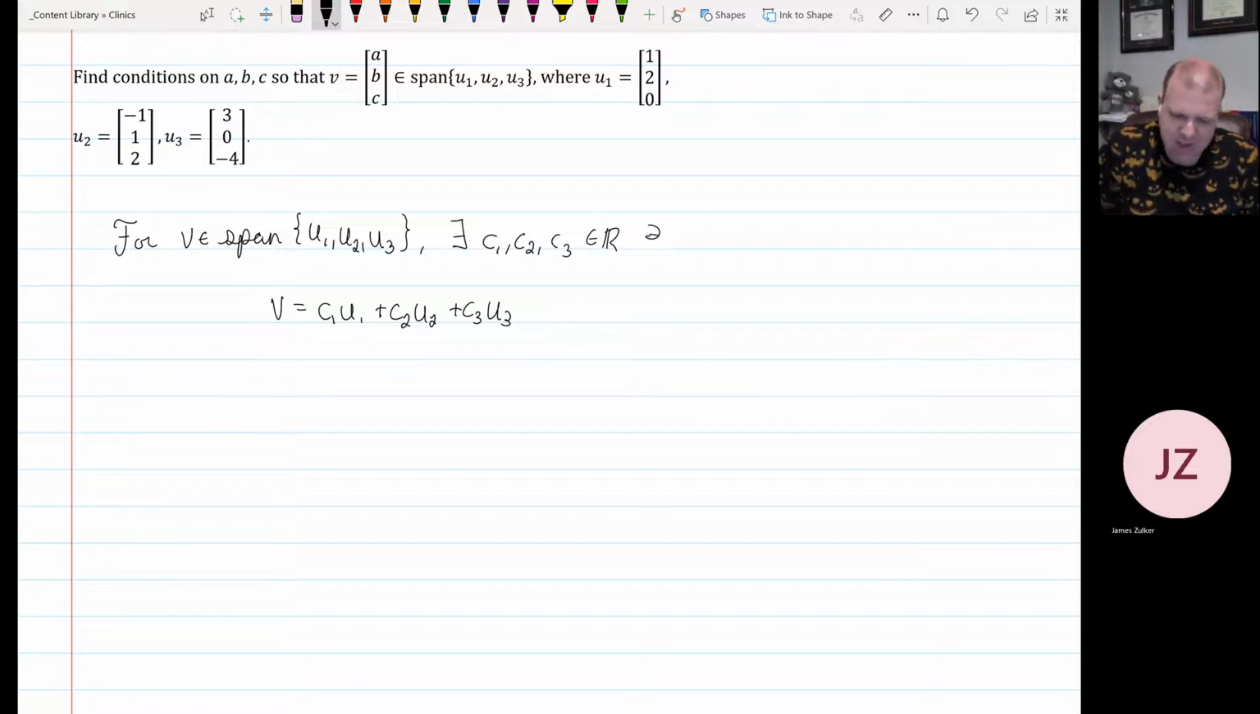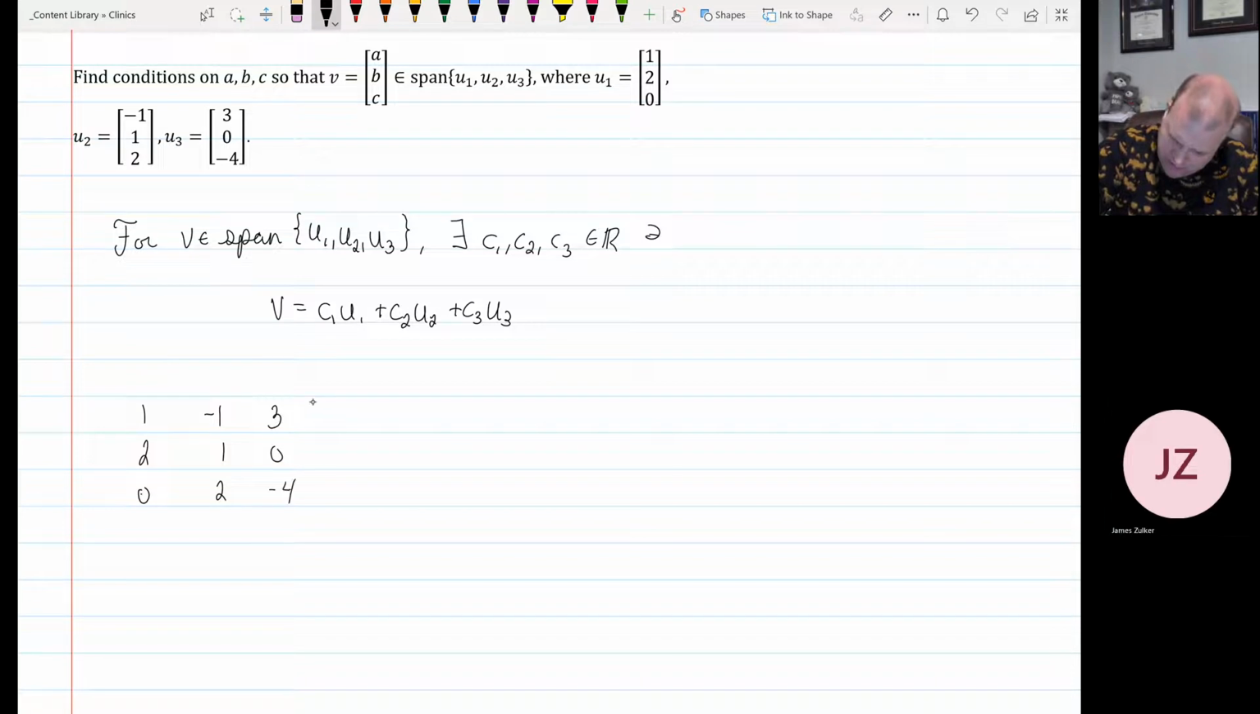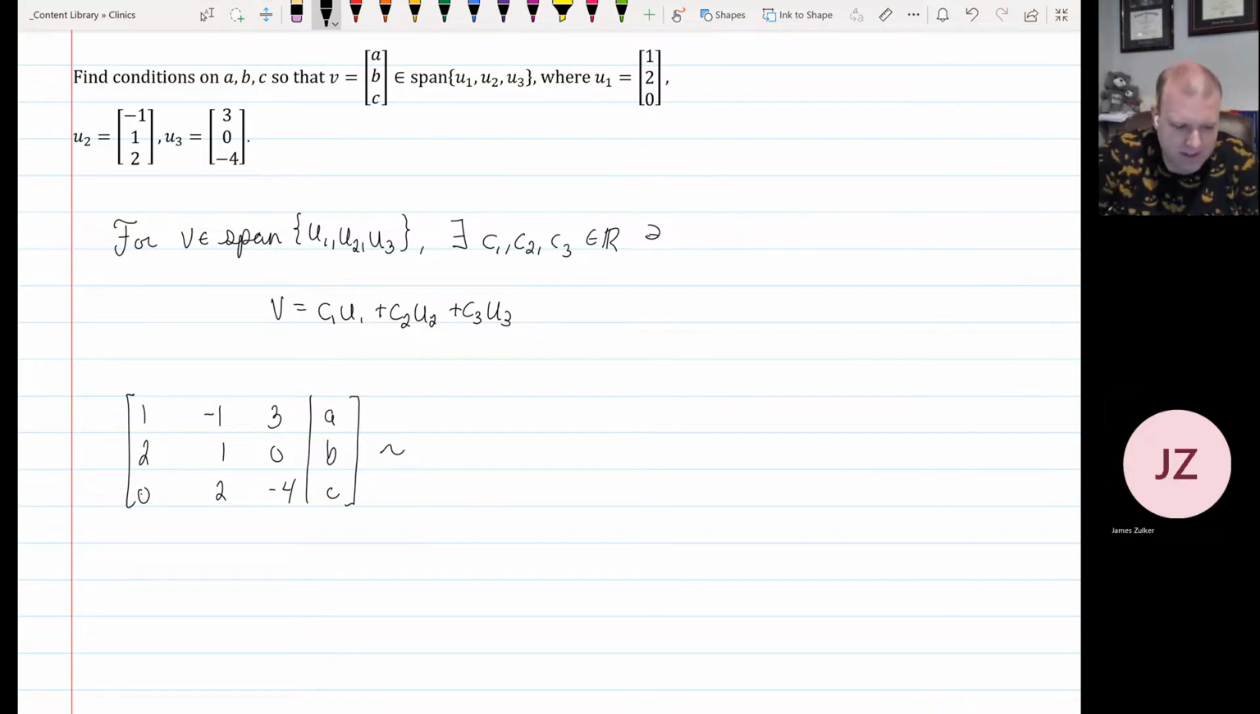However, since we're looking for conditions on ABC, we don't want to do this by technology. We actually want to do this by hand. We're going to set up our matrix. And now we're going to start to row reduce this. So this is row equivalent, right? By simply doing -2 row 1 plus row 2 to this.